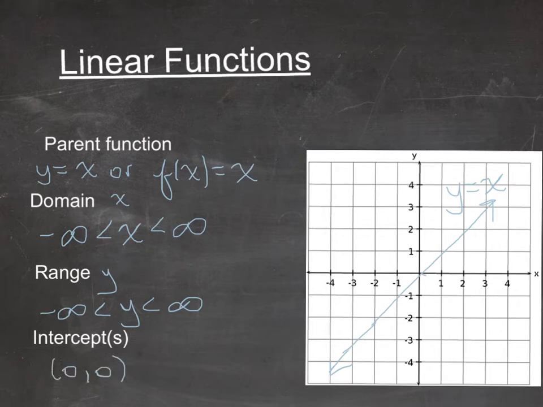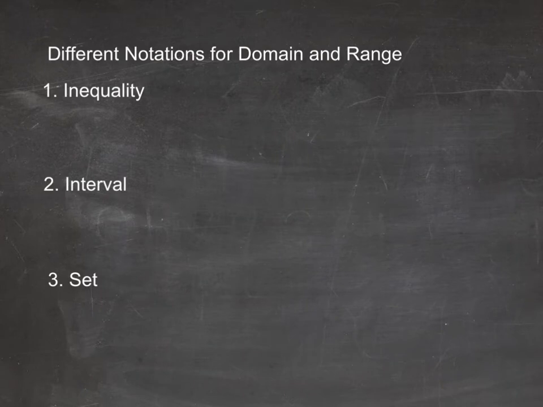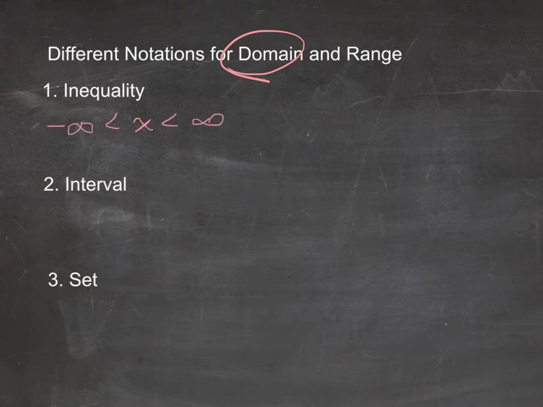Okay, so now let's talk in a little bit more detail about domain and range and the different types of notation that we can write domain and range in. We have 3 different types of notation for domain and range. Let's just look at the domain. With the function that I had before, the domain was from negative infinity to infinity, and I had it written in this inequality way.